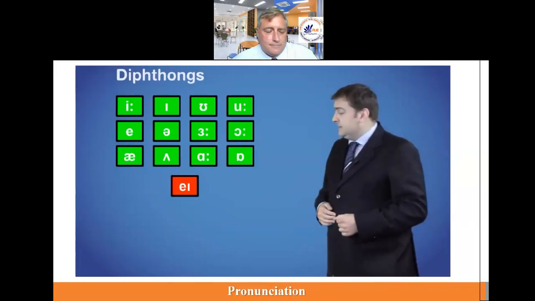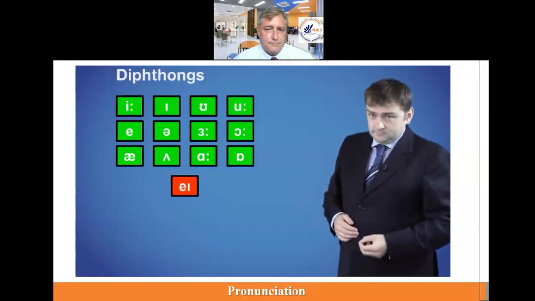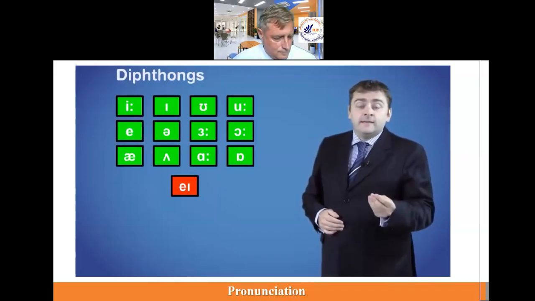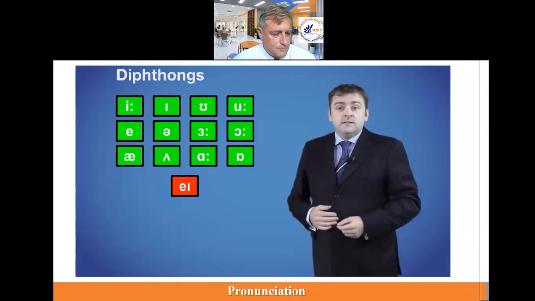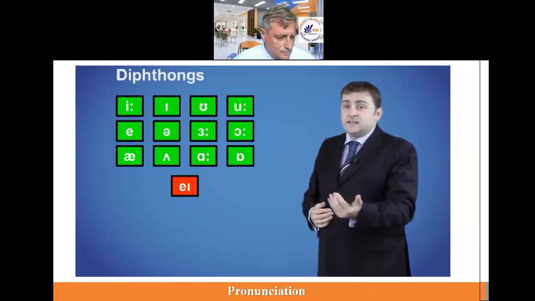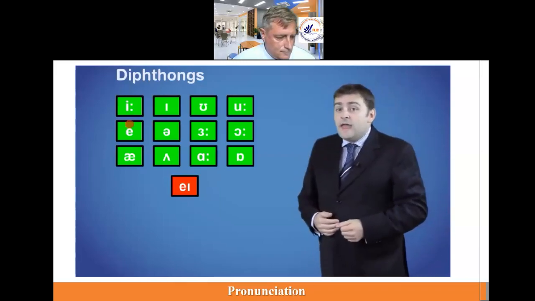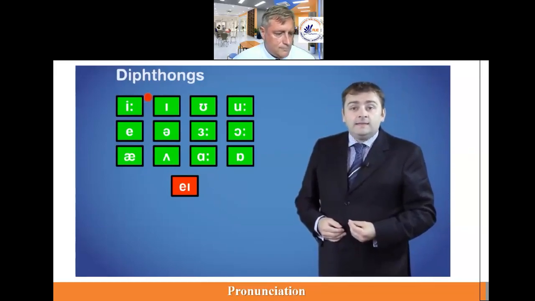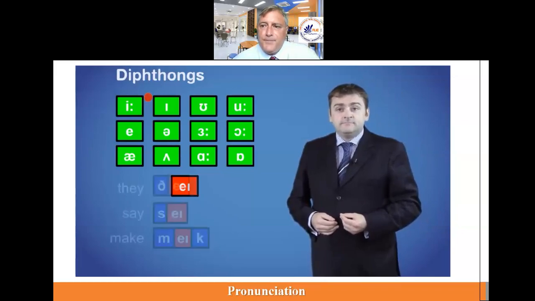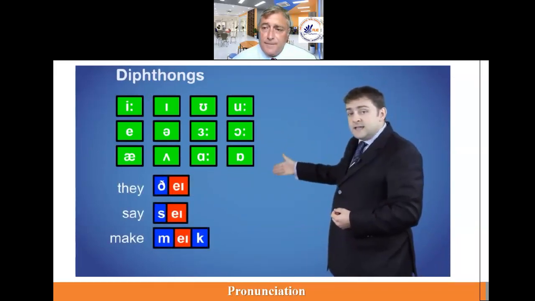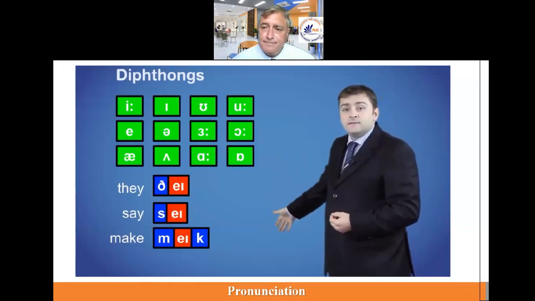The first sound is A, which is a combination of E and I, or E. This time, we need to close our mouths a little as we say the sound, starting on the E and finishing on the I or E, A. As in the words they, say, and make.